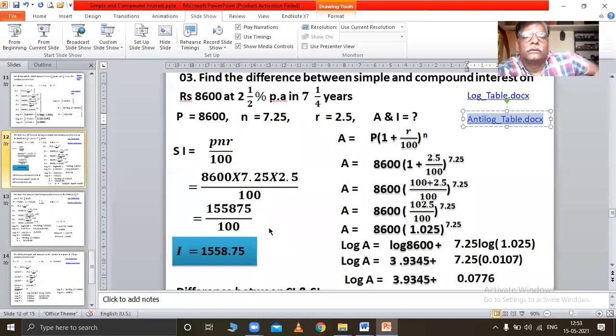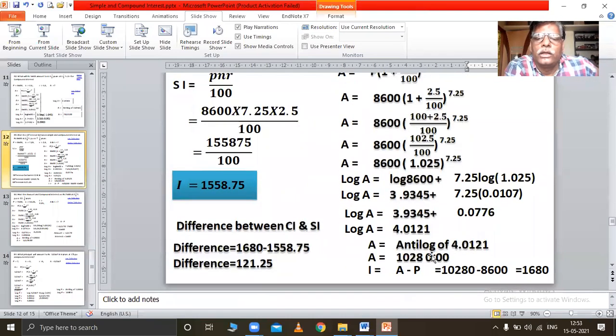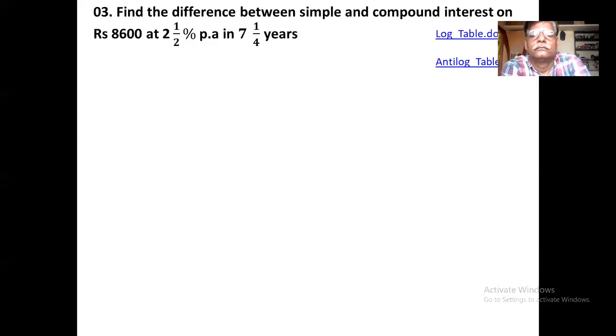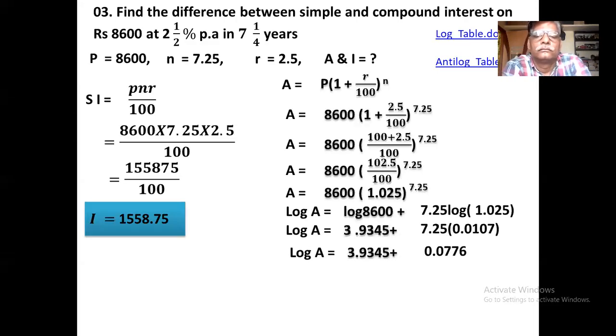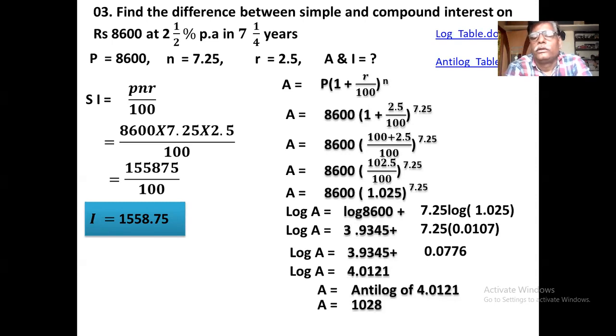So you see, 1028 is your answer. 1028 is from the anti-log table. Okay. Anti-log table. Then what is the characteristic here?